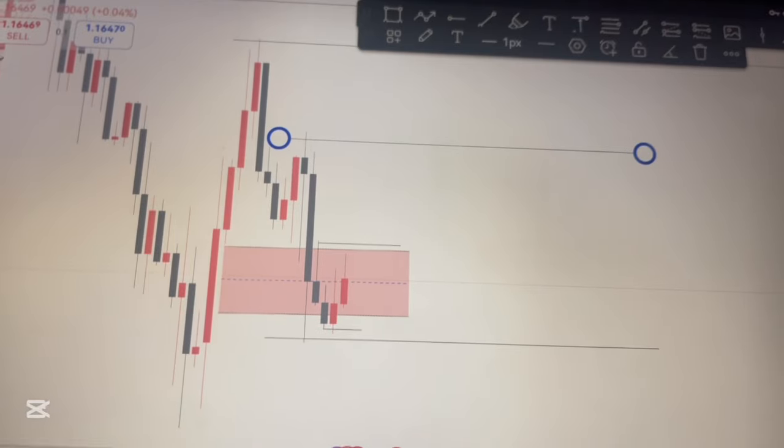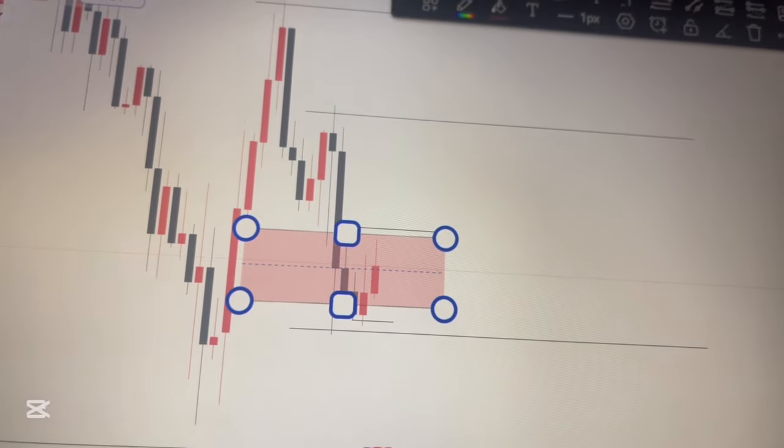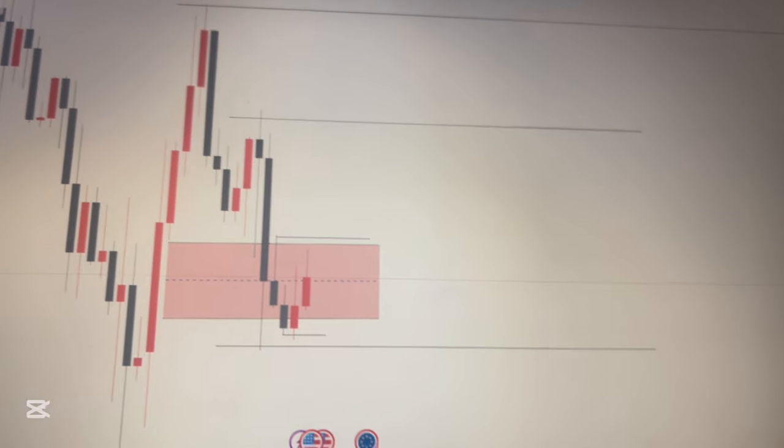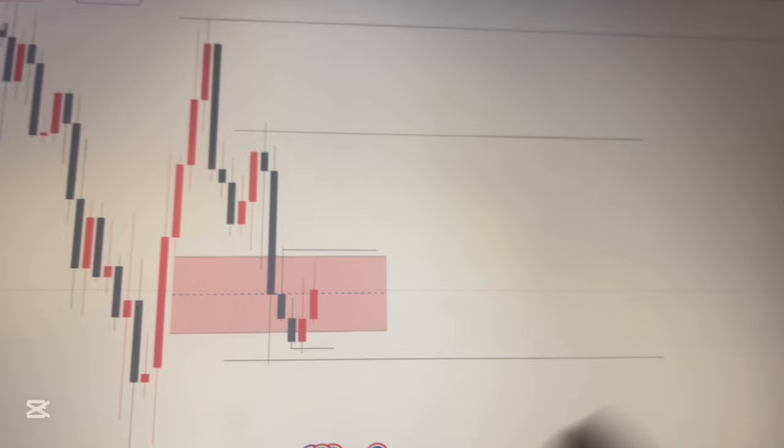So let me show you the idea behind the trade and the reason why I took this particular trade. So this is my internal range liquidity here, and I have this zone as an external and this other zone here as an external range liquidity. So I wanted to see a CRT formation at this zone.